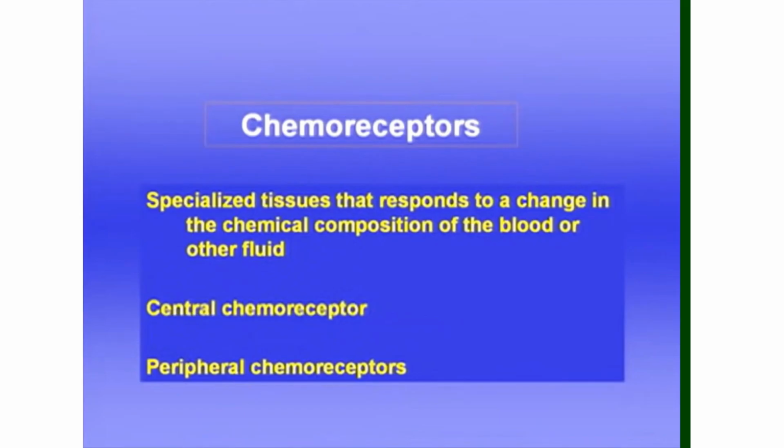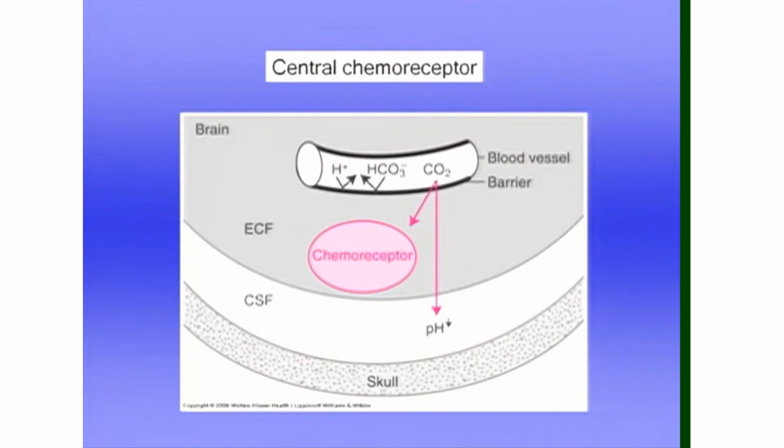And first of all, what do we mean by a chemoreceptor? Well, a chemoreceptor consists of specialized tissue that responds to a change in the chemical composition of the blood or some other fluid. And in fact, we'll see that as far as the central chemoreceptor is concerned, it's the extracellular fluid of the brain that's the important fluid. As far as the peripheral chemoreceptors are concerned, it's the arterial blood that is the fluid that is sensed. So we've got the central chemoreceptor and the two peripheral chemoreceptors. Let's look at the central chemoreceptor.